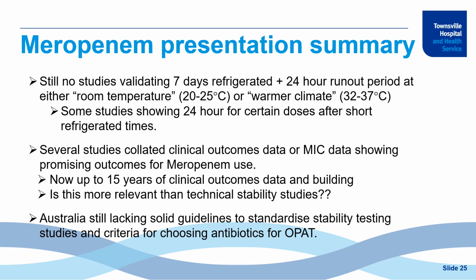So in my summation, I'd probably say that in normal temperatures, so not higher extreme temperatures above 30 degrees, I probably believe that we could be using OPAT for shorter periods, so possibly ordering batches of three days at a time. But I don't believe we have the full evidence to support it in warmer climates at the moment.